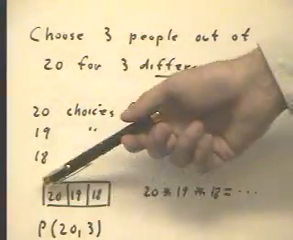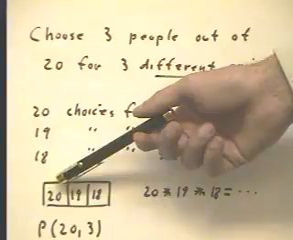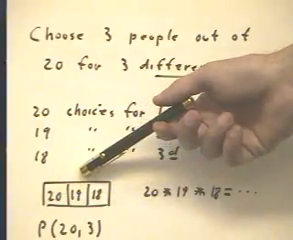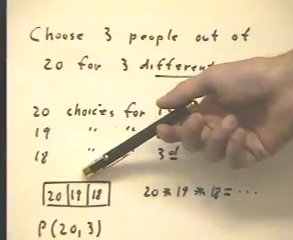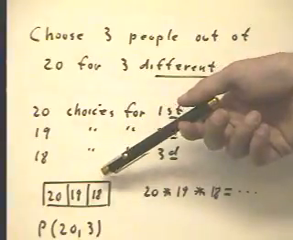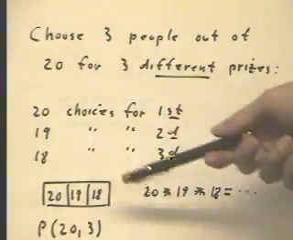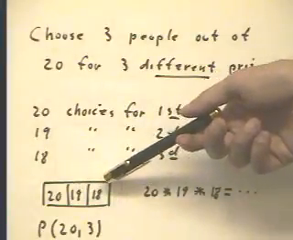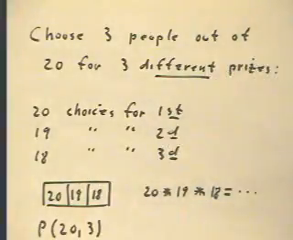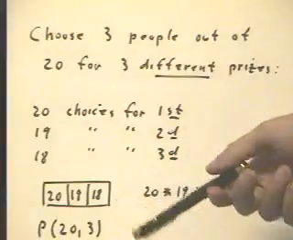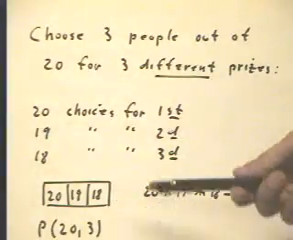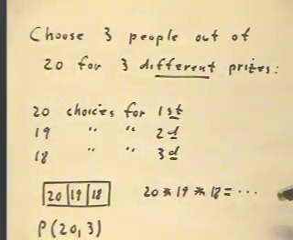Well, there are 20 choices for the first person. For each of those choices, there are 19 choices left for the second. 20 times 19 is 380. Then we multiply that by 18, because for each of those 380 there are 18 choices, and we get something around 7,000 possible choices. That's 20 times 19 times 18.